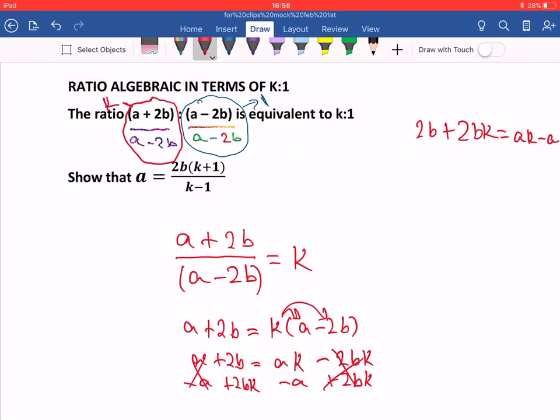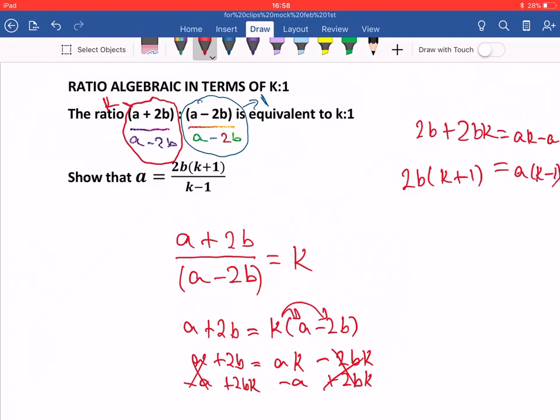So now what do you want to do? Should we take a common factor? Let's factorize. Let's take a common factor of 2B. And then we're going to have 1 plus K, or K plus 1. I'm going to just write it as K plus 1. And you can see that's what's on the top. Yep. And then on the right-hand side, I'm going to have a bracket K minus 1.